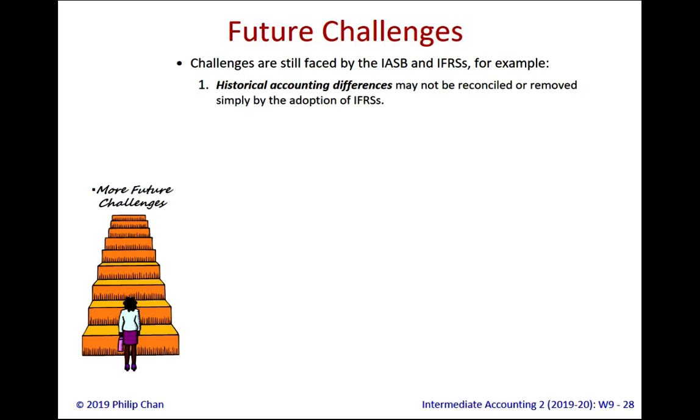Number one, historical accounting differences may not be reconciled or removed simply by the adoption of the IFRS. For instance, IFRS does not allow LIFO for inventory measurement, but US GAAP allows it. And also, some of the related party transaction standards may not be considered adoptable by countries such as Japan, Korea, or even China. However, we do have such a standard in IFRS.